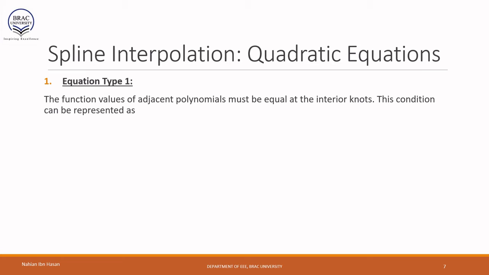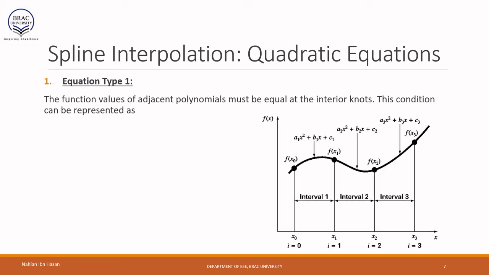First of all, since each interval contains a separate interpolating polynomial, at each junction the function would have to be equal. That means in this curve there are two internal knots. Let's say we have an internal knot at x equal to x1. The boundary points are x0 and x3, and the internal points are x1 and x2.